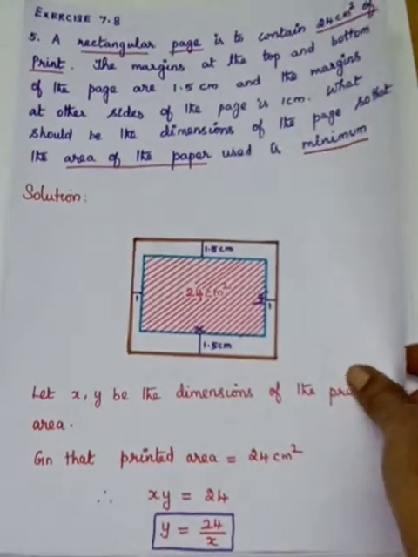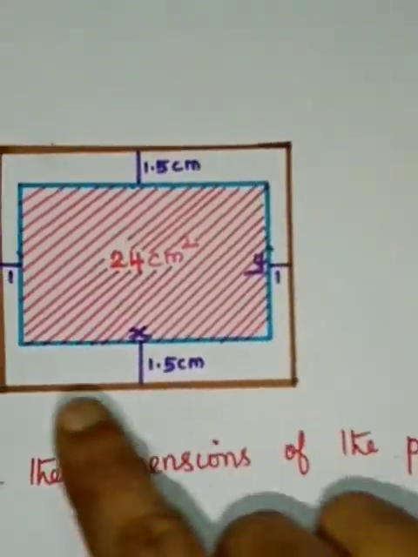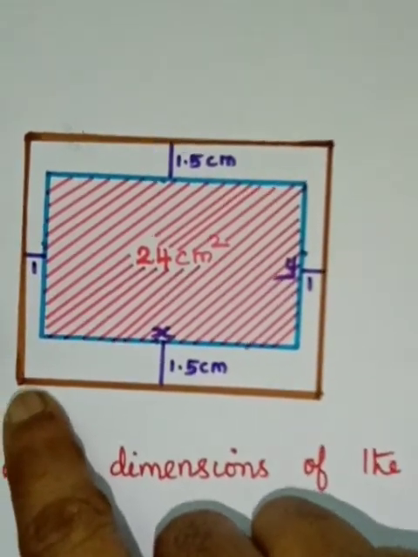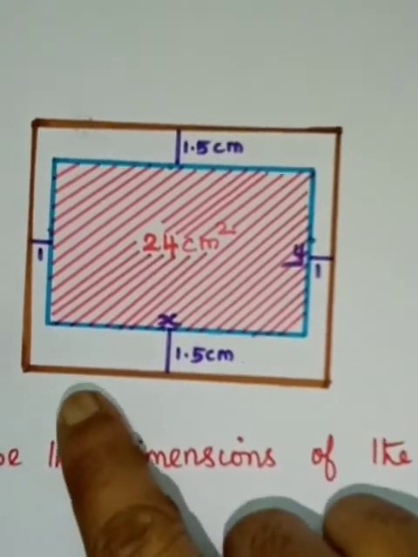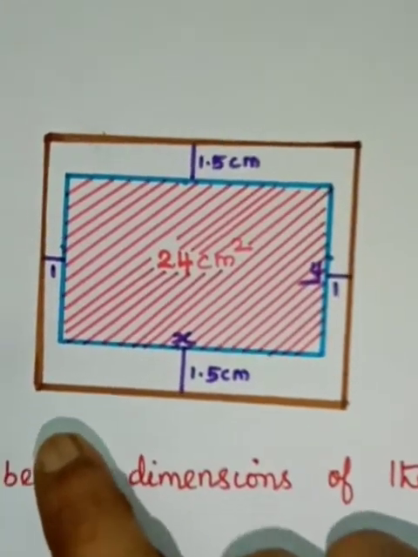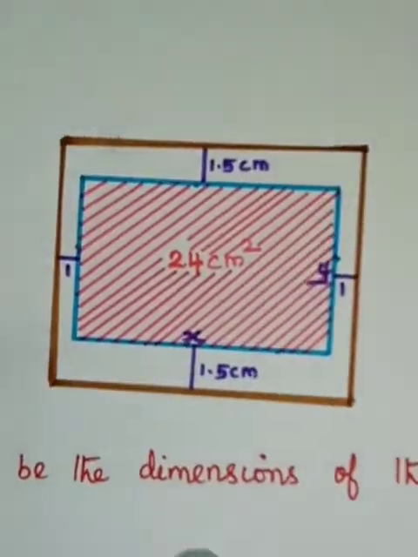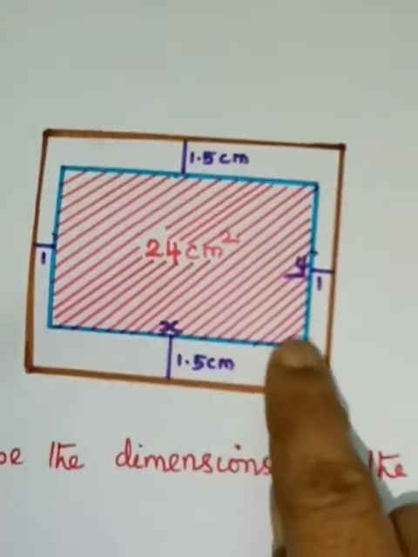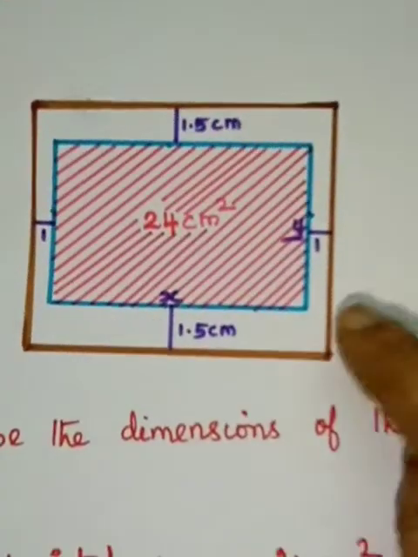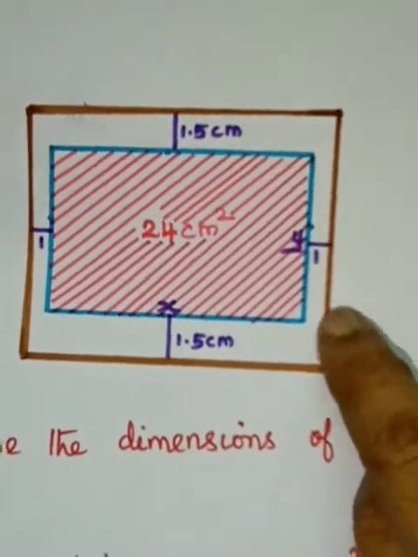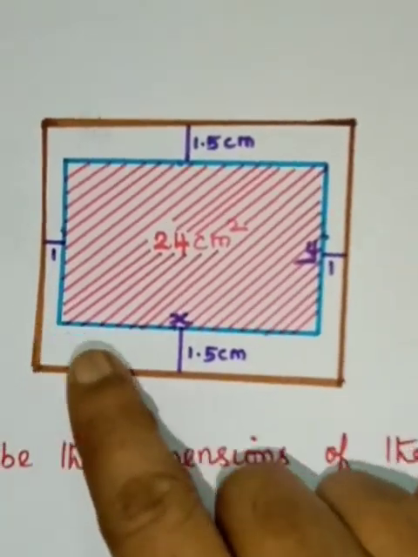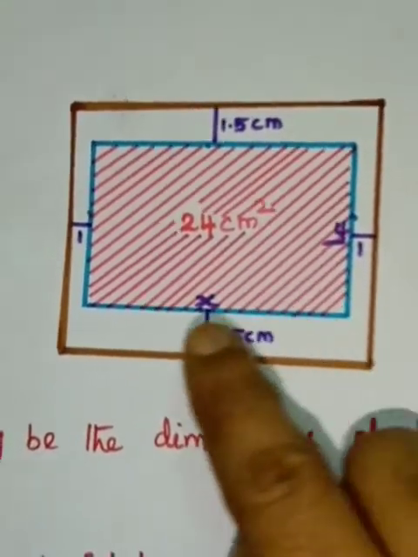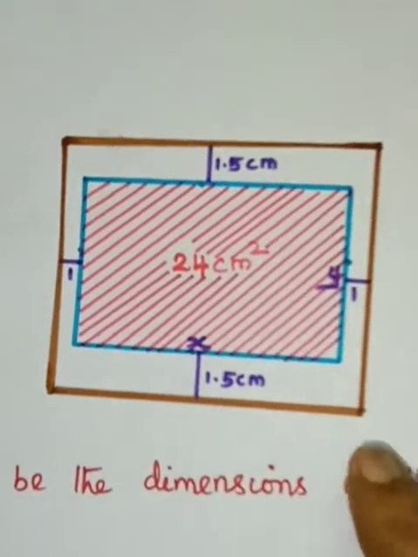Now see, the blue color from here to here is x. Now we are going to find that the area of the paper is minimum. For that we need the dimensions of the page, or this paper. So we need this length. From here to here is x, isn't it? We have to move 1 centimeter from the right as well as 1 centimeter from the left. Therefore the total length is x plus 1 plus 1. So the length is x plus 2.